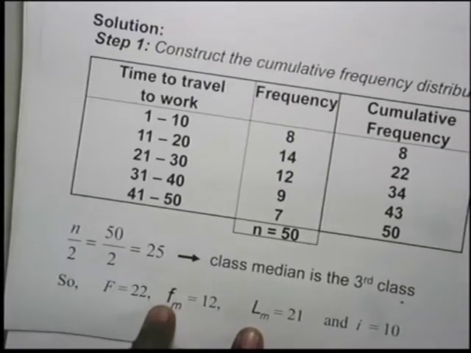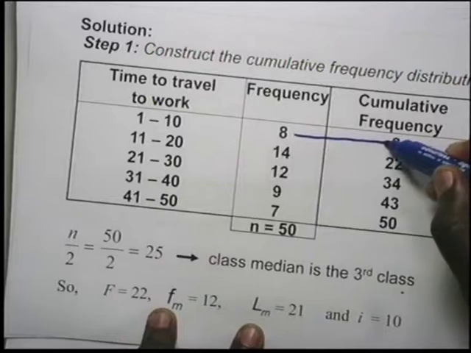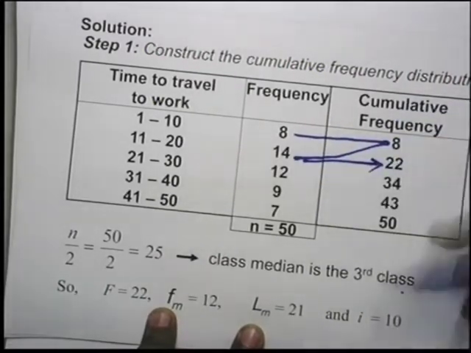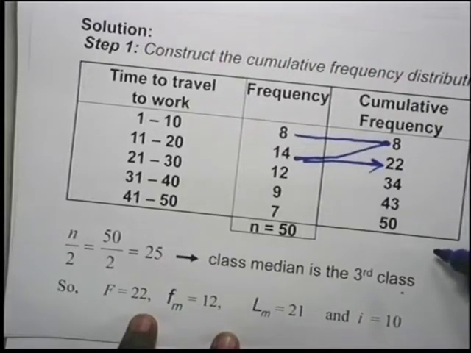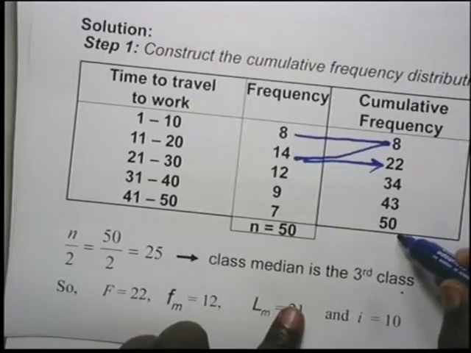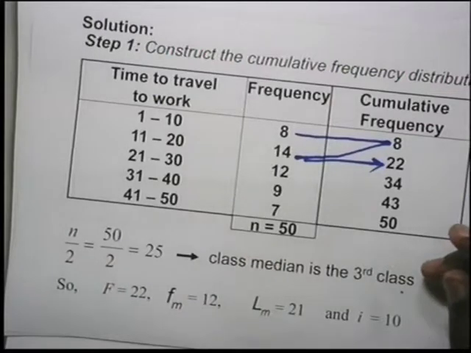Here is our cumulative frequency. It's simple. We are just saying 8 plus 14 gives us 22. That's how we are getting our cumulative frequency. So this is our cumulative frequency. You will find that at the end of the day, the last digit that we have here in the cumulative frequency is 50, which is equal to n, which is 50.